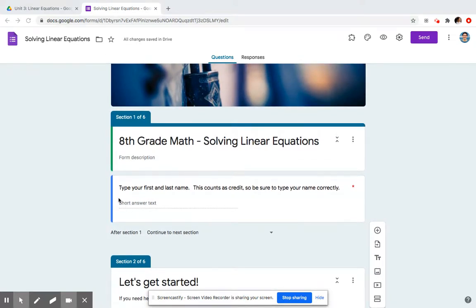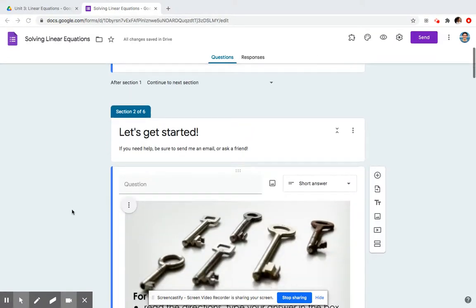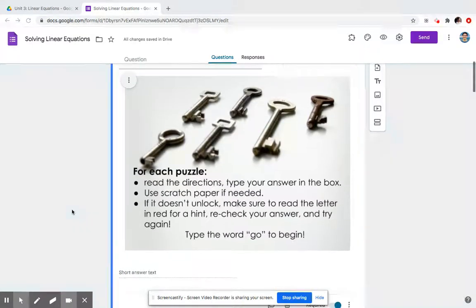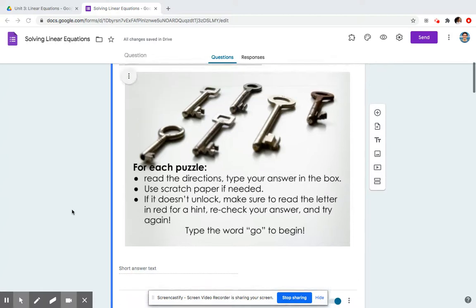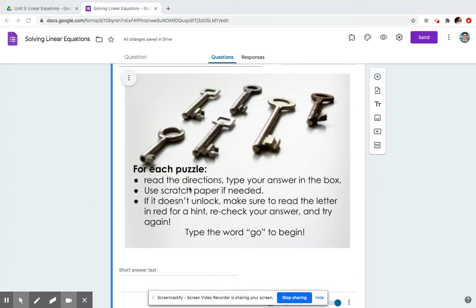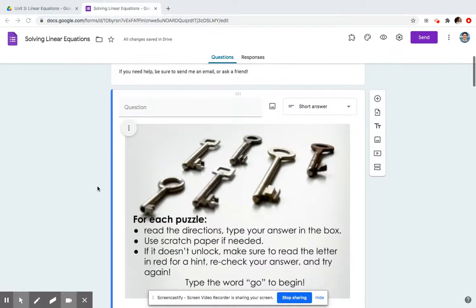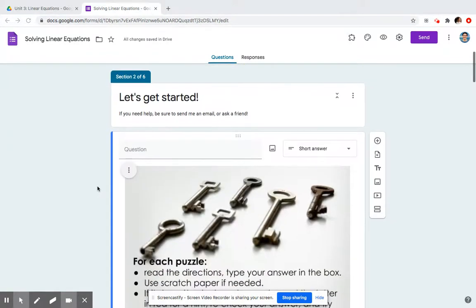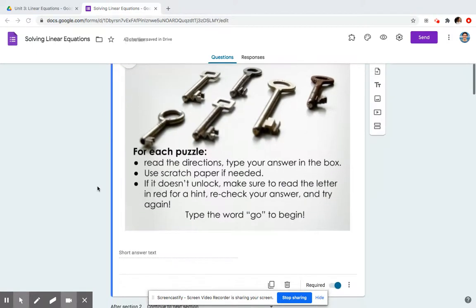So to begin, first type your first and last name so I can give you credit. I will give you credit if you make it through the whole entire escape room, all right? So read the directions, type your answer in the box. Use scratch paper if needed. If it doesn't unlock, make sure you read the letter in red for a hint. Recheck your answer and try again. If you need any help with this, do it with a friend. Email each other or you can email me, okay?